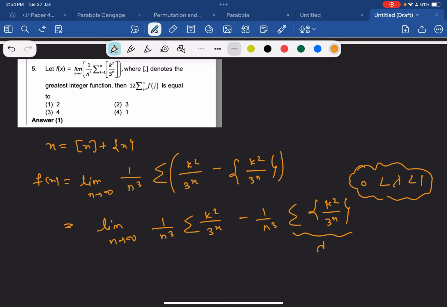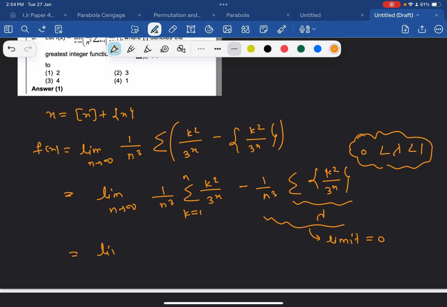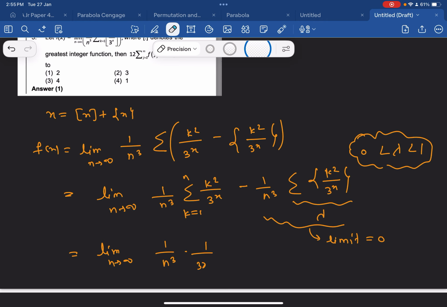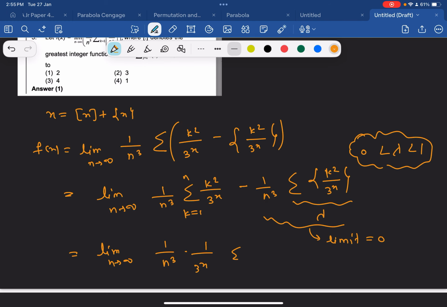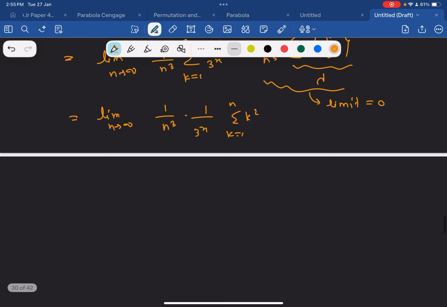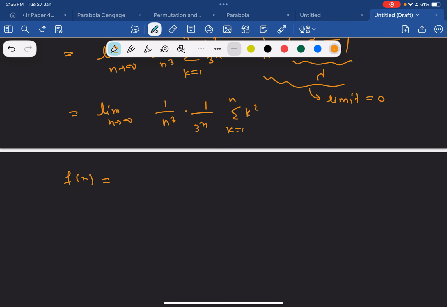So the sum of all the fractions up to n will obviously be less than 1, so obviously their limit will be how much you are going to get now. If you take the limit, the limit will be nothing but 0 itself, correct? And here k goes from 1 to n, so 3 raised power x I can take outside. So we get limit n tending to infinity 1 by n cube and 1 upon 3 raised power x, and then the summation of k square where k goes from 1 to n.